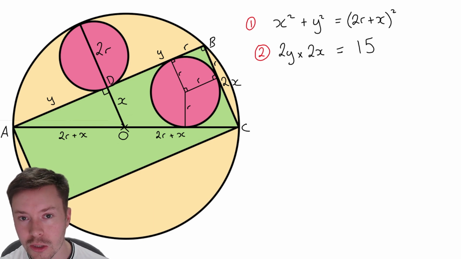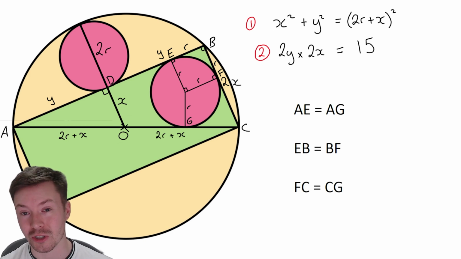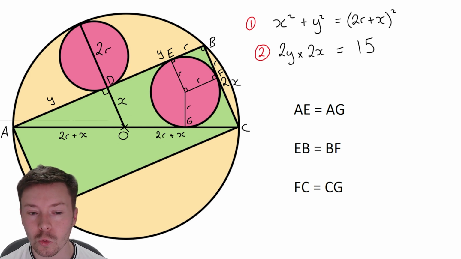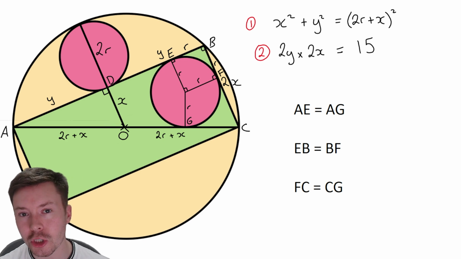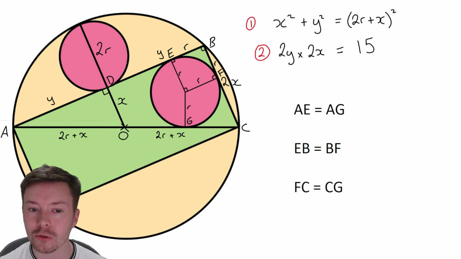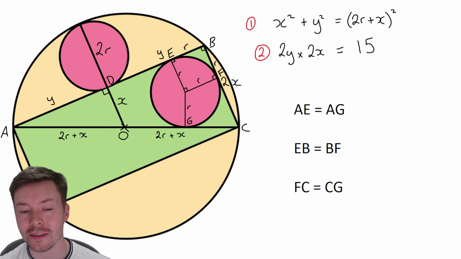Now, the key thing to note here, and I need to do some extra labeling here, E, F, and G, is that these 3 pairs of sides must be equal. That is all to do with the fact that we've got these kite shapes that we've now made using the radii. So A to E must be equal to A to G.